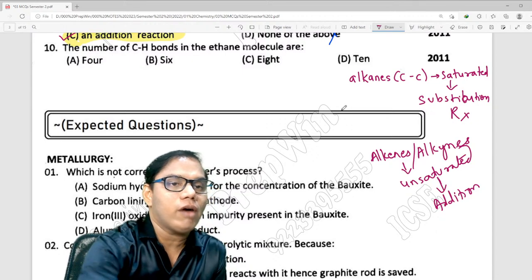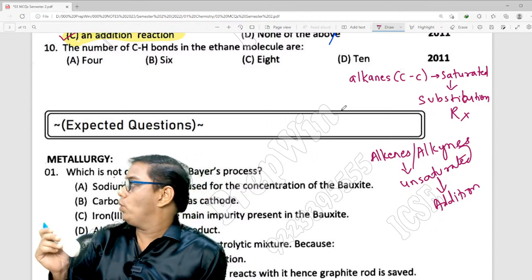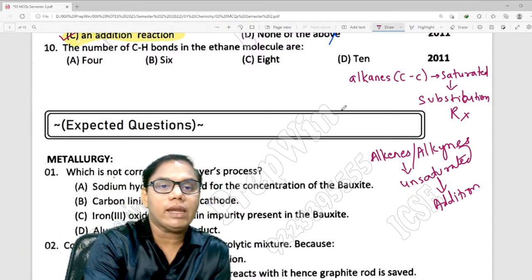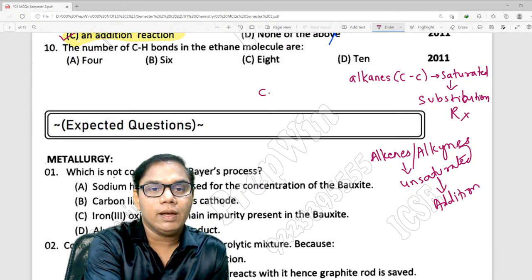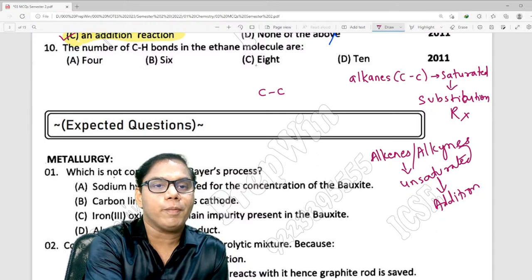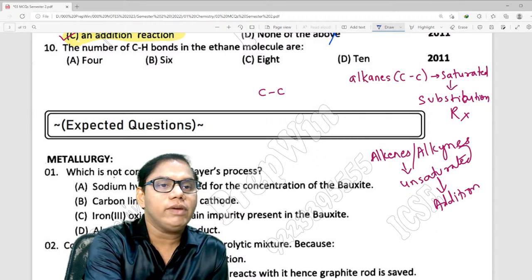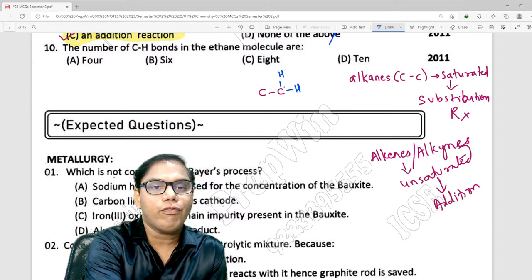One more question from this year, 2011. The number of carbon hydrogen bonds in an ethane molecule is how much? If you have any doubt, you can actually draw ethane. Eth means two carbon, all single bond. We have to count the bonds between carbon and hydrogen. So this is one. Around carbon there are four lines.